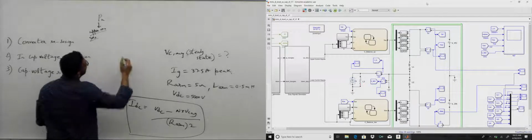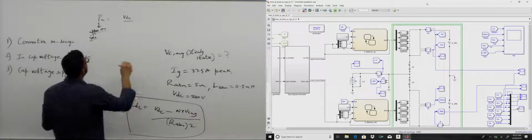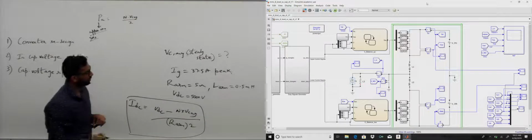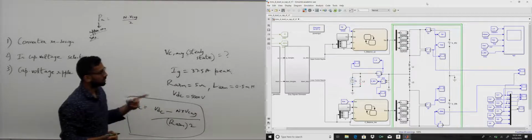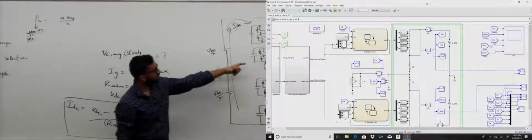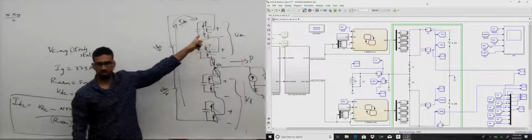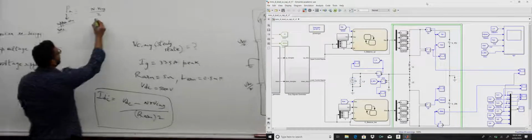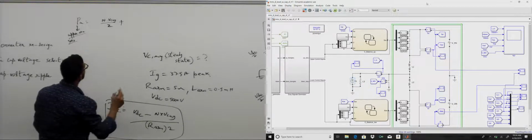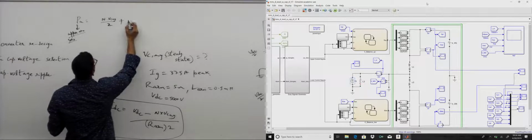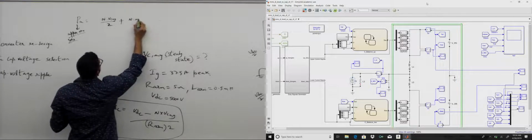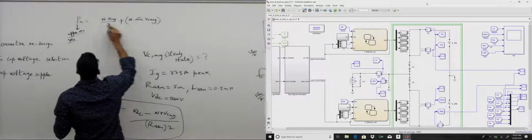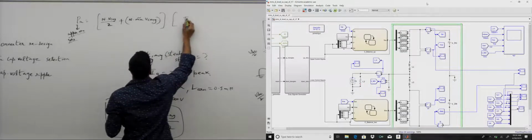So what will that be? That will be the voltage produced by the upper arm, which is N times VC average by 2. N is the number of submodules per arm, and the DC voltage is 0.5 times VC average of each times N. That's the DC voltage. Plus we have N times MA times VC average. So that's the voltage in the upper arm times I have IDC.